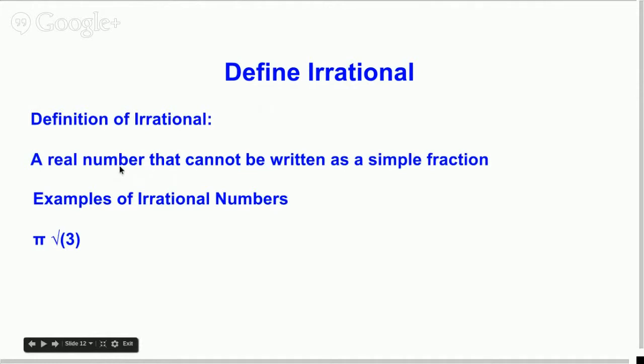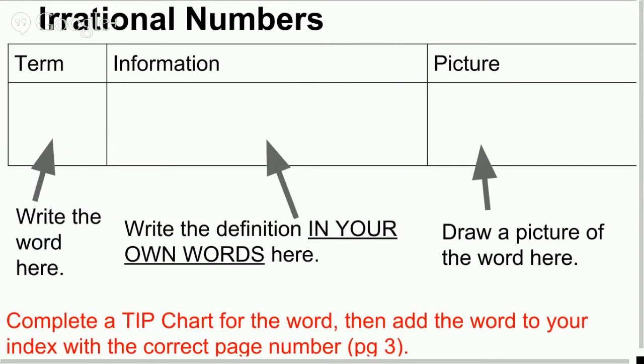Irrational is a real number that cannot be written as a simple fraction. So pi is a decimal, 3.141519, that goes on forever. It never ends. So it's an irrational number. And then the square root of 3, if you were to try and find the square root of 3, it would go on forever. All right, those are all examples of irrational numbers.